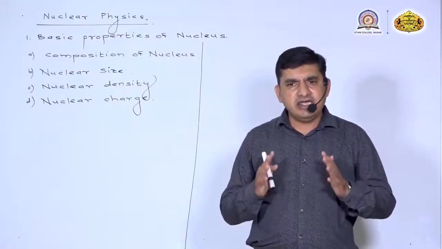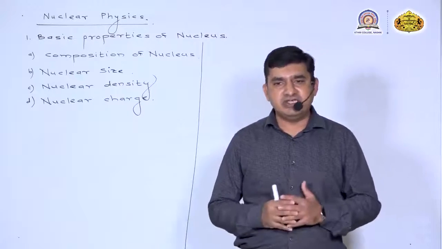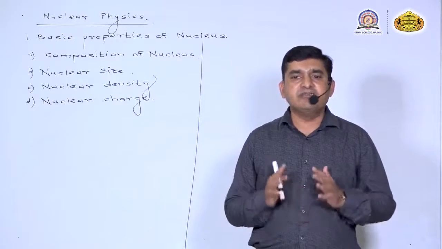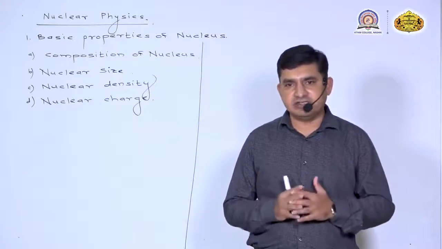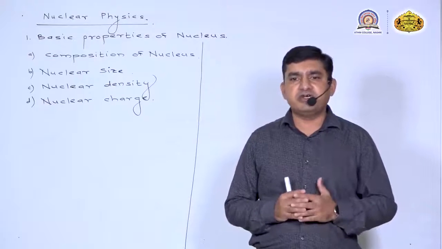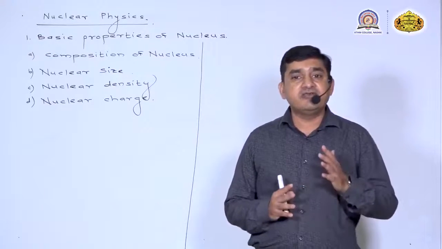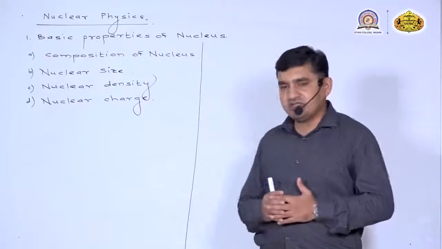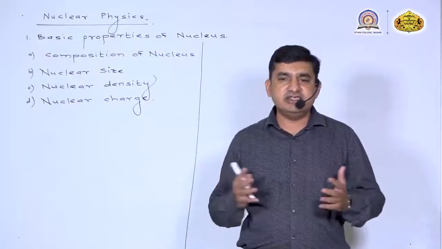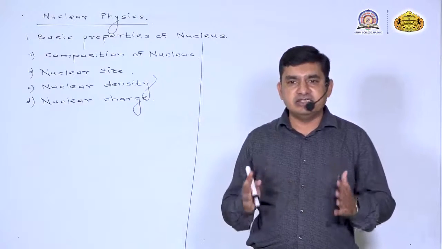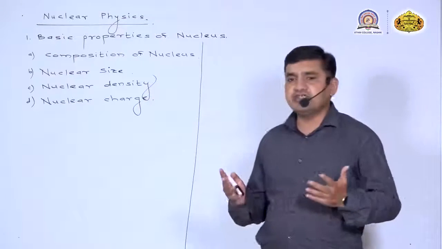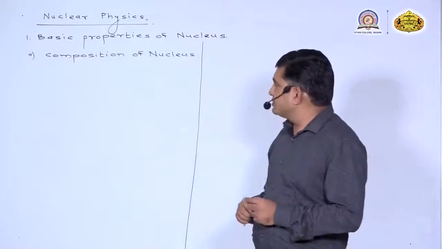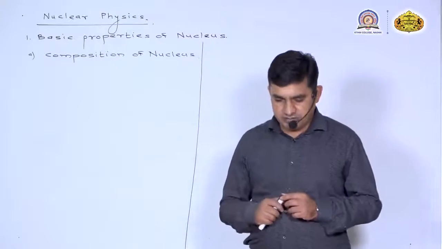Friends, in this year we have to see nuclear physics. Our first chapter is basic properties of a nucleus. From this first chapter we have to see the first property, that is composition of a nucleus, then nuclear size, nuclear density, and nuclear charge. The first nuclear property is nuclear composition.